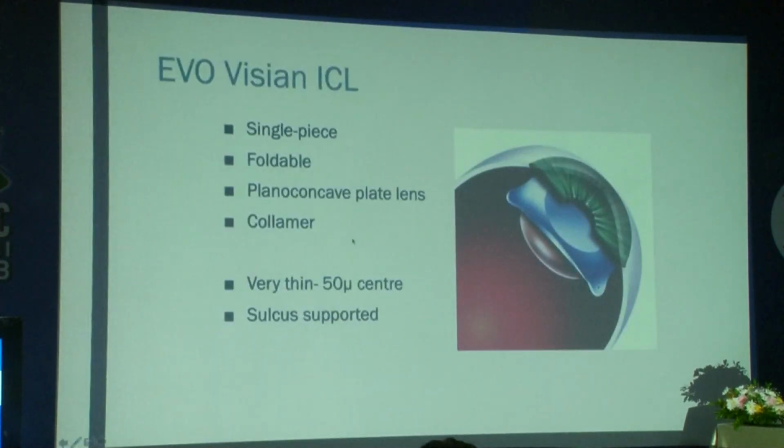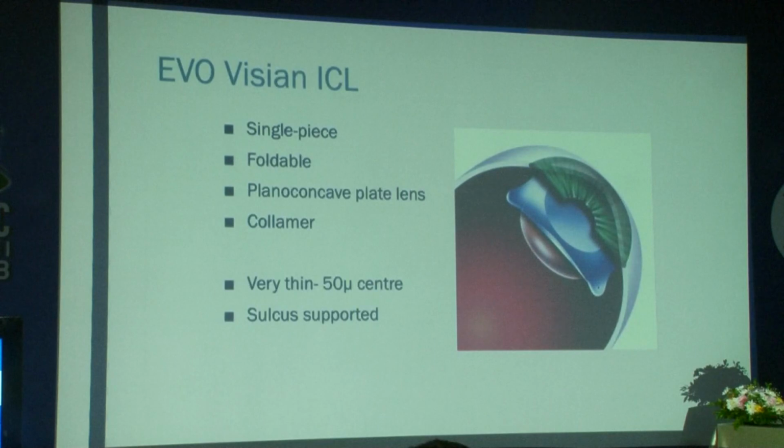However, the lenses that are more popular in our country are the sulcus-supported phakic IOLs, and we have quite a few, but the most popular is the EVO Visian ICL from STAAR. This is a single-piece plate haptic lens. It's foldable, and it's made up of a biocompatible material called Collamer, which is a collagen and HEMA copolymer. It's a very thin lens, and it's placed in the sulcus. It sits behind the iris.